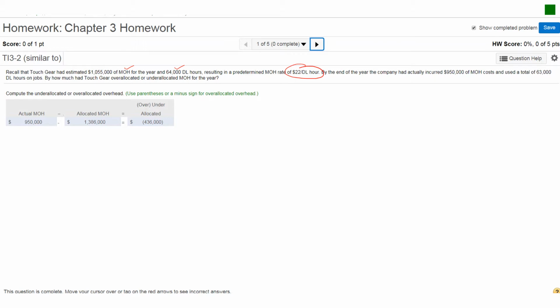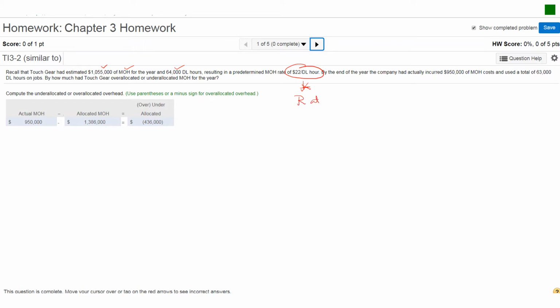But usually what you'd have to do is take the estimated overhead which they gave you, which in this case is $1,055,000, and you would usually divide that by 64,000 direct labor hours. After I looked at this particular problem, it looks like there's actually a typo in their calculation, because if you do divide the $1,055,000 by the 64,000, you do not get $22. But having said that, you need to go ahead and use this number as is anyway. And so that's going to be your rate.